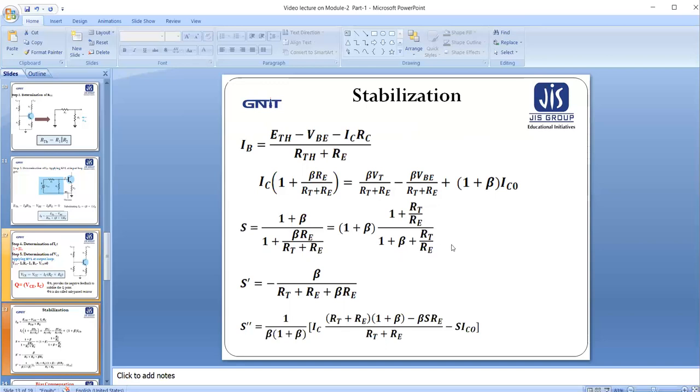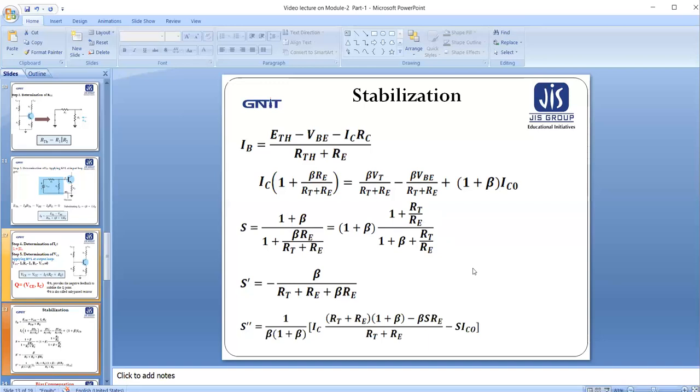So when it is higher, then automatically we can neglect it. If RE is higher than the RT, then this term will be much lower, and beta we know is 50 to 200. So 1 plus beta will be much higher than this term, so we can easily neglect this term. Similarly, for the upper numerator also, the RT by RE will be a very fractional value, so it will be considered as smaller than the 1. So ultimately, the S will be 1 plus beta by 1 plus beta, so it will be equal to 1. That means the minimum value.